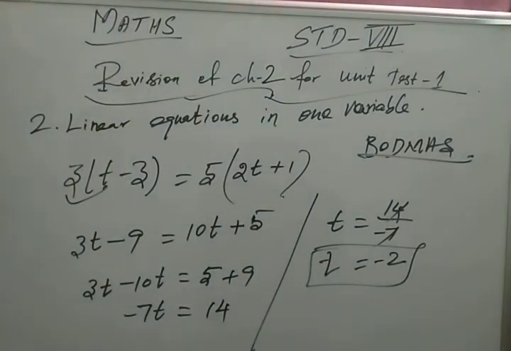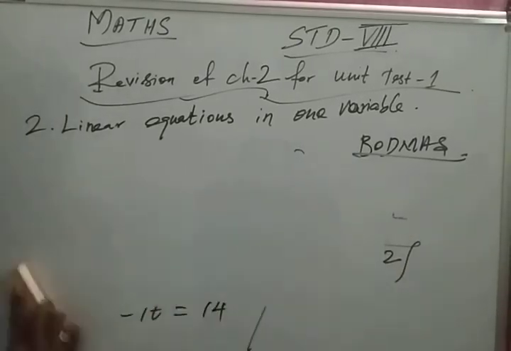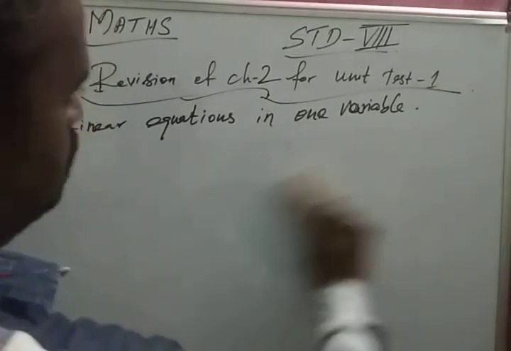This chapter is fully based on the variables and how to solve the variables. Like that only they have given over there. And in exercise 2.6, they have given questions like cross multiplication. That also we can do with the cross multiplication.